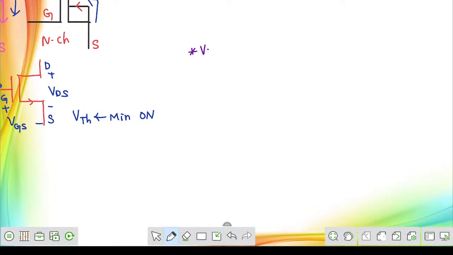The first step, as I told you, you will have to cross check whether the value of VGS is greater than VT or not. And remember, VGS is nothing but the difference between the gate voltage and the source voltage. First check this. Once this condition is satisfied, then enter into the second condition.